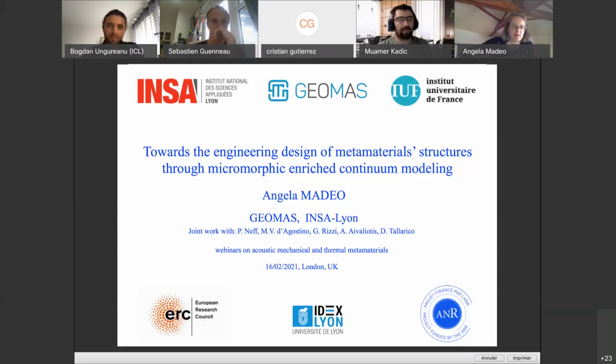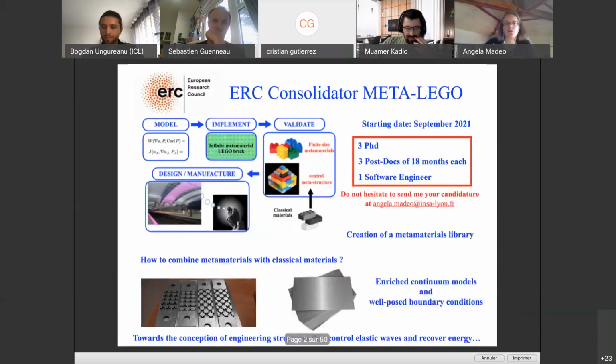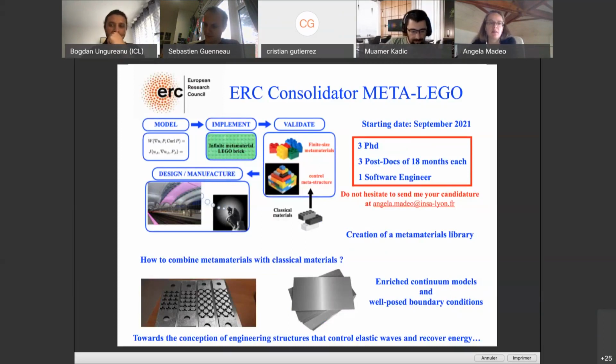Before starting, let me just acknowledge this recent ERC funding, which is related to a project that is going to start next September. And just let me spend a few words, because I'm now looking to hire new people. There are still some free available positions, mostly for the PhD level. And what I'm presenting today can be seen as a preliminary of what will be done in this project.